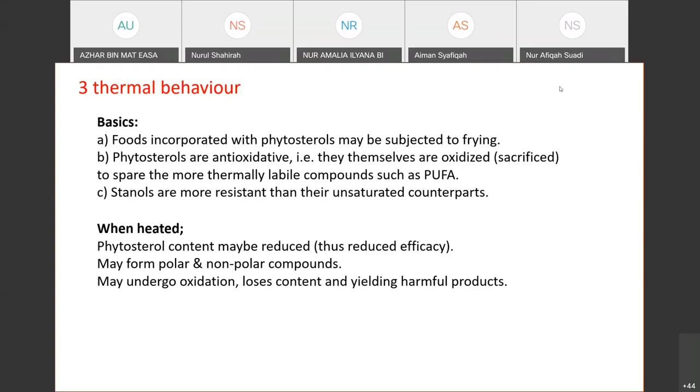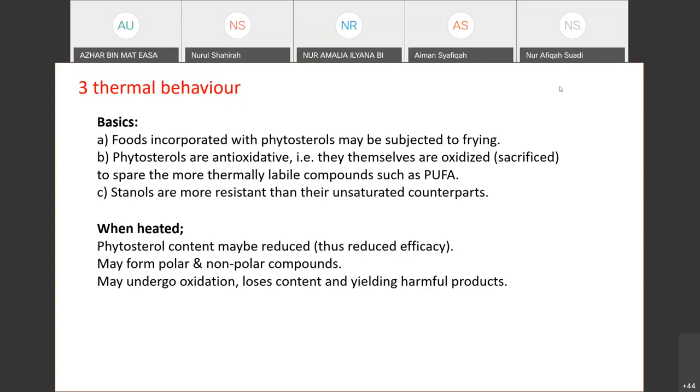Especially when there is PUFA around. So instead of becoming stable, phytosterol will oxidize in order to save PUFA. A good thing, compared to sterol, stanols are more resistant than the sterol, the unsaturated counterparts.